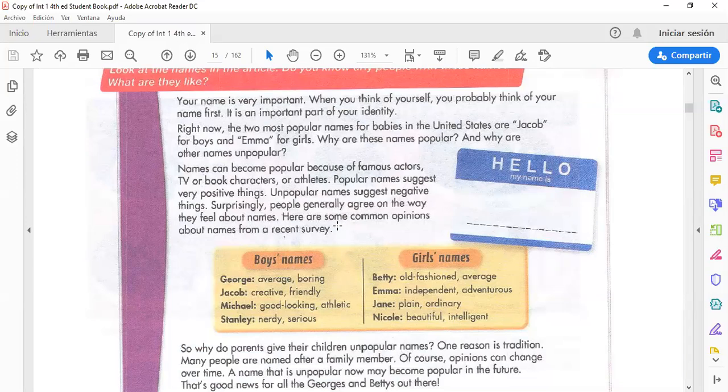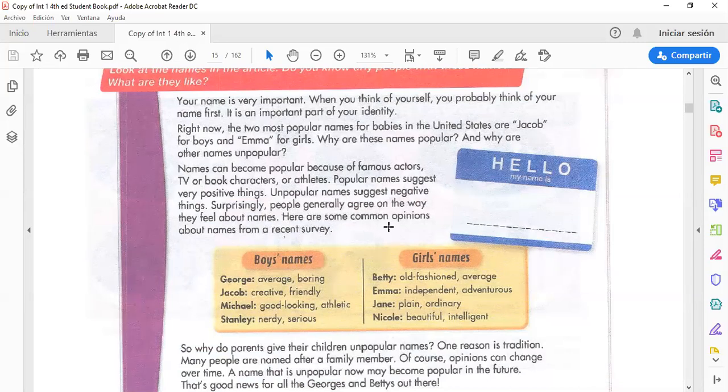Names can become popular because of famous actors, TV, or book characters, or athletes. Popular names suggest very positive things. Unpopular names suggest negative things. Surprisingly, this is an adverb, okay? Surprisingly. People generally agree on the way they feel about names.